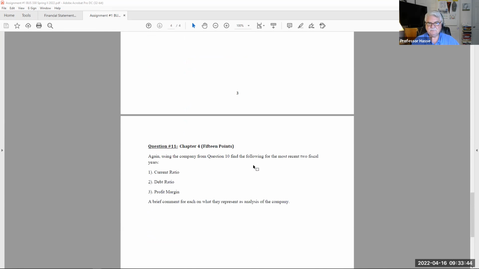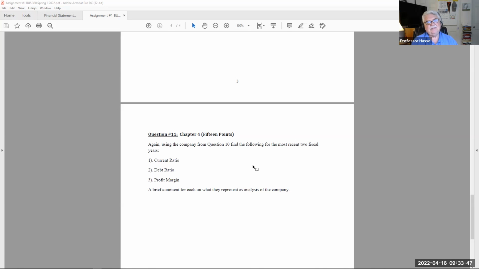Question 11, same thing. Find, for the last two fiscal years from the company that you've selected for this assignment, the current ratio, the debt ratio, and the profit margin, those three financial ratios. A brief comment for each on what they represent as an analysis for the company. A brief comment means a sentence. Don't forget that. Many students go ahead and calculate the numbers and get the numbers, but then they don't explain it and they lose points. So don't forget that.